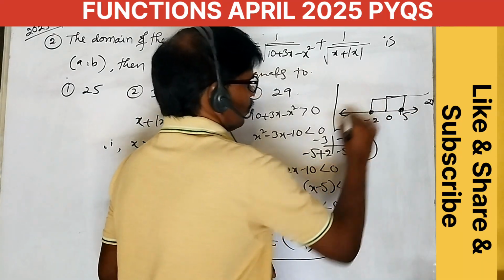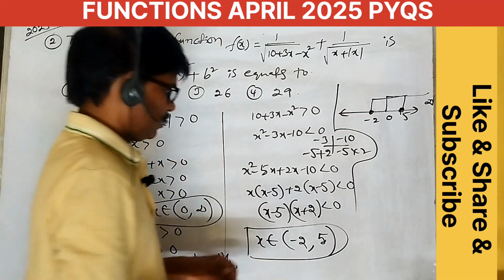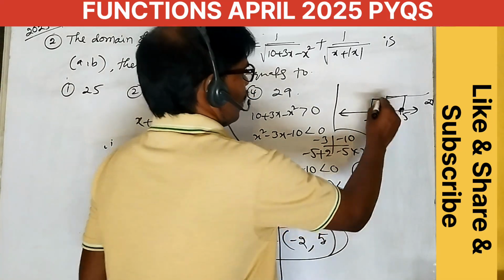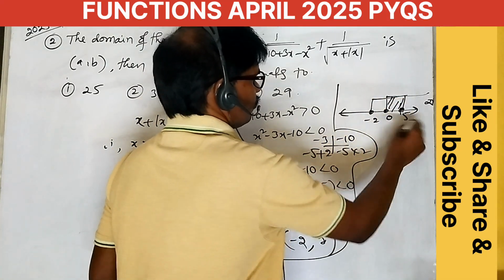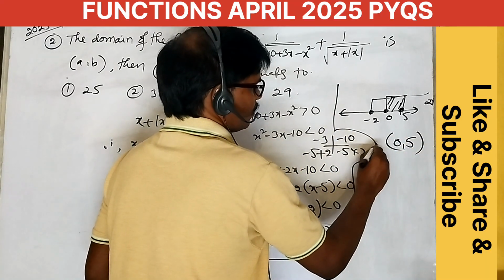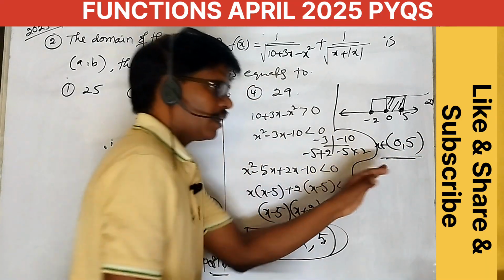This is the open interval, and this 0 is also an open interval. Here there are two parts, 0 to 5. This is the 0 to 5 open interval. This is x belongs to, this is the domain.